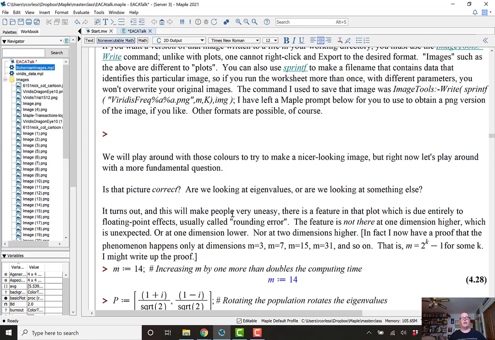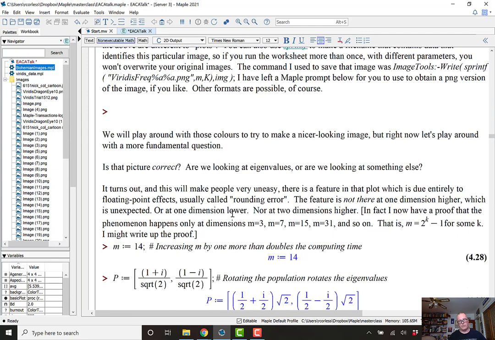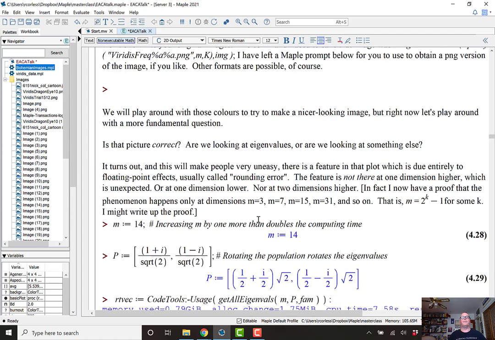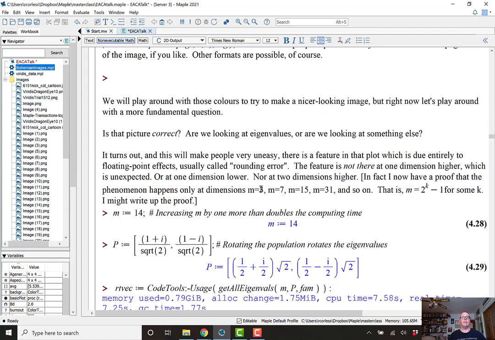Okay, and I have a proof, which is what I'll be talking about in the second half of this talk, that this phenomenon only happens at dimension 2 to the k minus 1 for some k. It actually happens at dimension 1, but it's trivial at dimension 1, so you don't really see it. No, in fact, it doesn't happen at m equals 1. Sorry. It could have if m was bigger than 1, but anyway, trust me on this one.